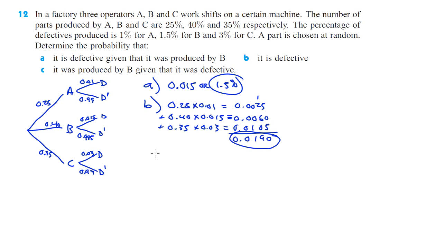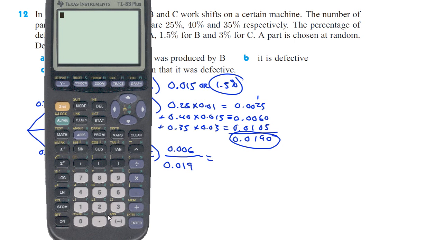Okay, 0.019. Okay, part C is: it was produced by B given that it was defective. So we know that this is the total probability that it'll be defective. So now this becomes our denominator because we're only looking at the defective pieces. So we've got 0.019, and the probability that it was B is 0.006. So we just divide those two.